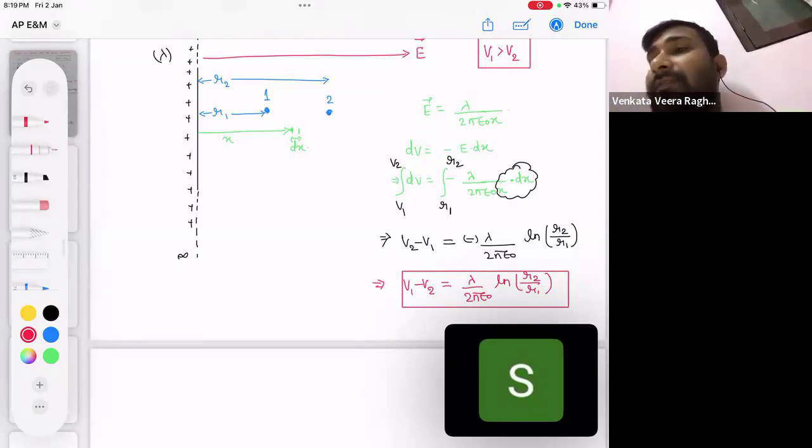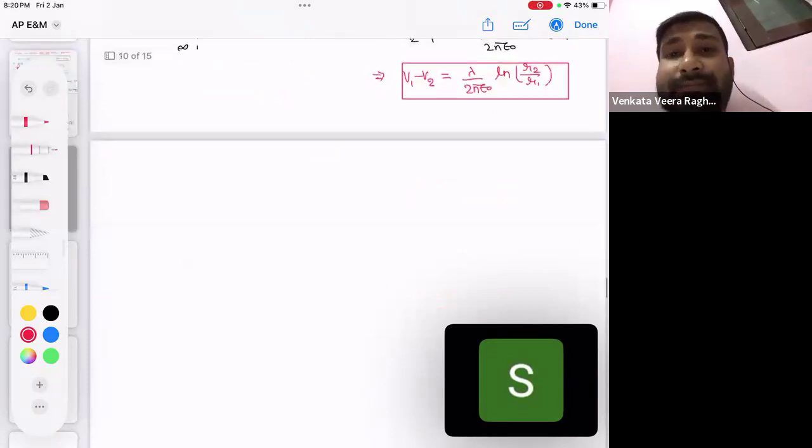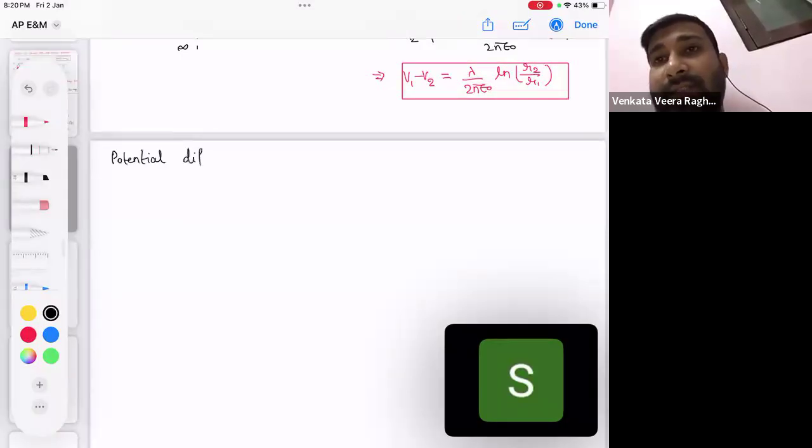And please keep in mind the field is always in the direction from high to low potential. Sometimes theoretically they will just give you the direction of field lines, and then ask which is high potential and which is low potential. So keep in mind the field is always from high to low potential. Is that clear? Next we are going to calculate the potential difference due to an infinite sheet. Again, the moment I say infinite sheet, instead of calculating the potential, we will calculate the potential difference. Clear up to this?